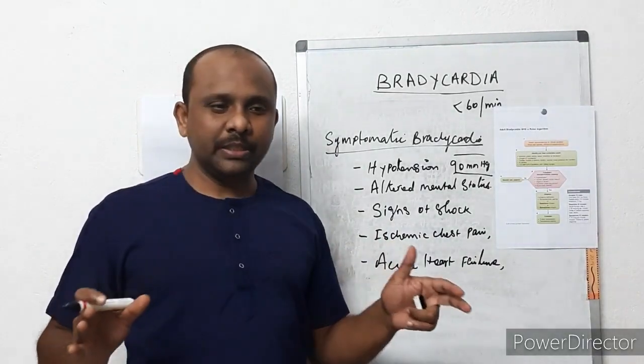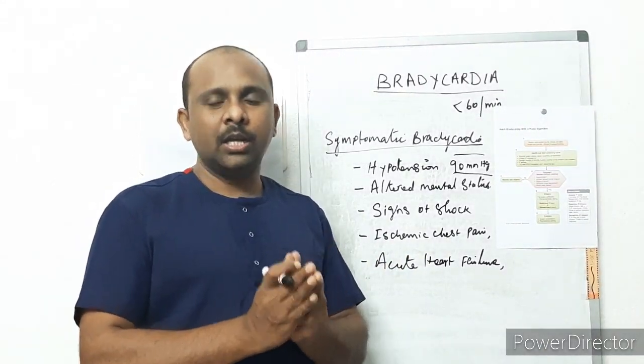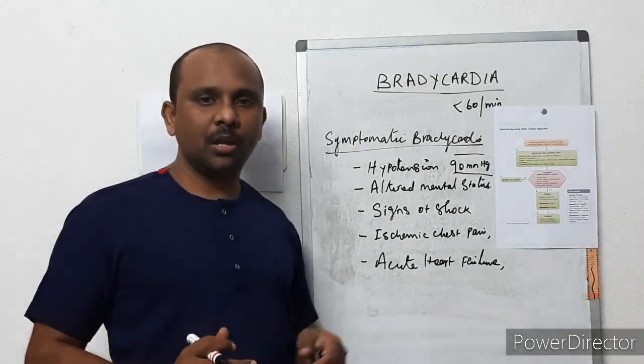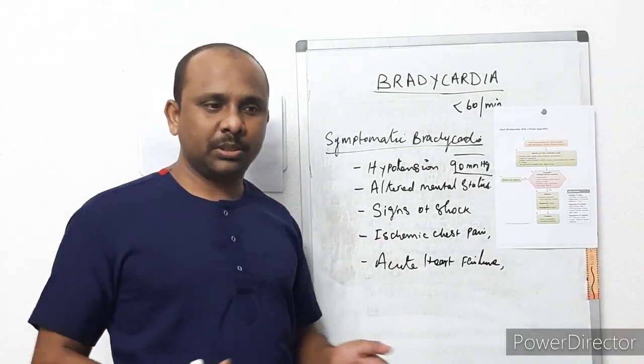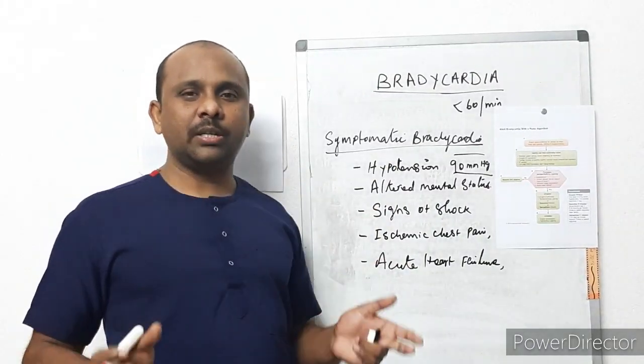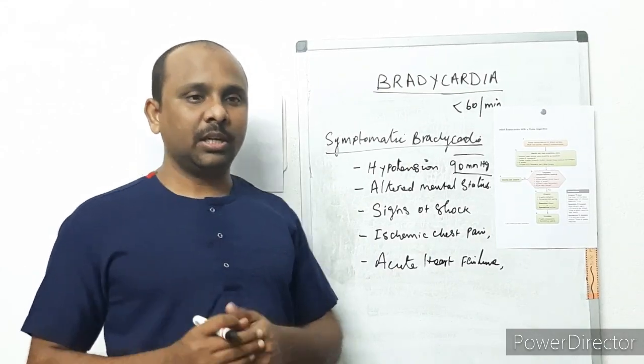To put it in a very simple way, we will call it symptomatic bradycardia when there is the presence of HAASIA. Any one of these symptoms, or more than one, or all of these, you should consider as symptomatic bradycardia that needs your intervention, right?